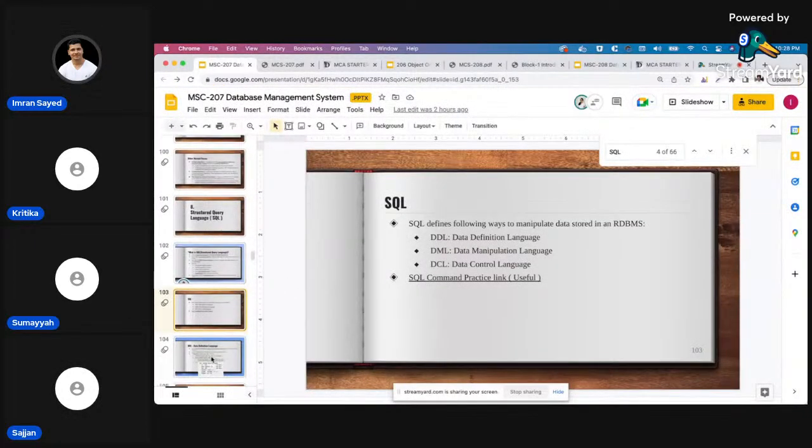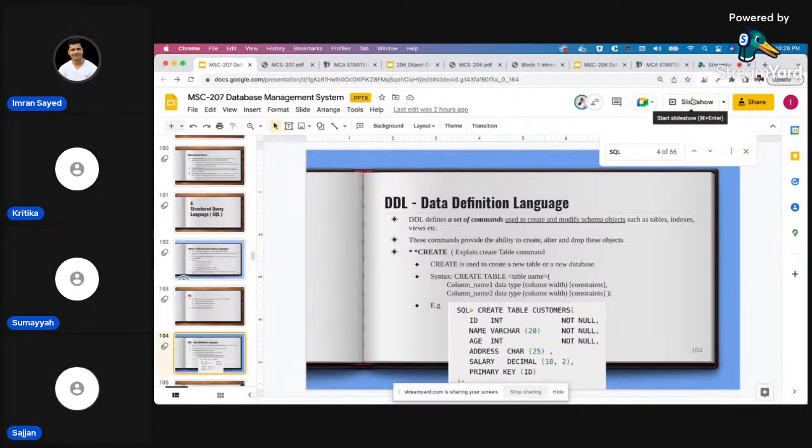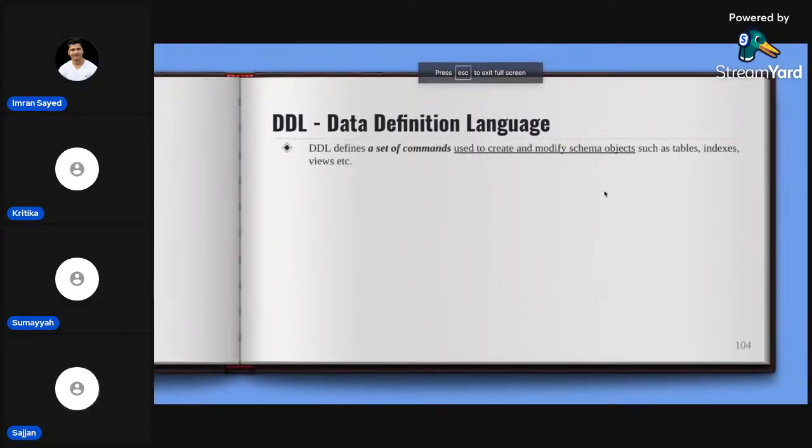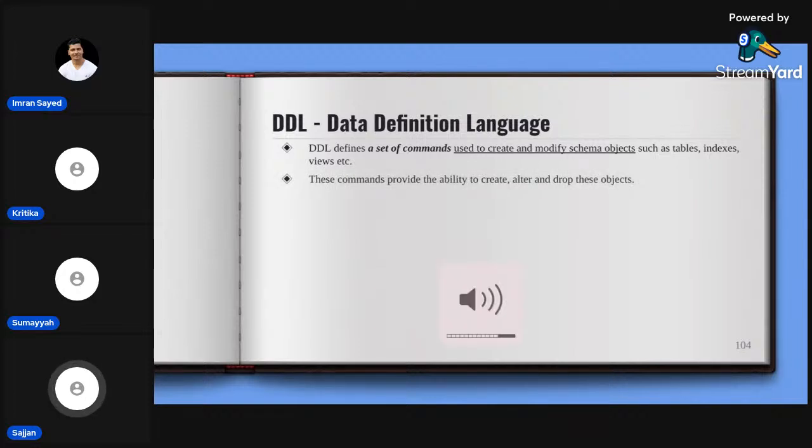That must be the DDL. Yeah, data definition language, which is a set of commands to create and modify schema objects. Sajjan, can you read this? Sure. DDL defines a set of commands used to create and modify schema objects such as table, index, views, etc. These commands provide the ability to create, alter, and drop these objects.